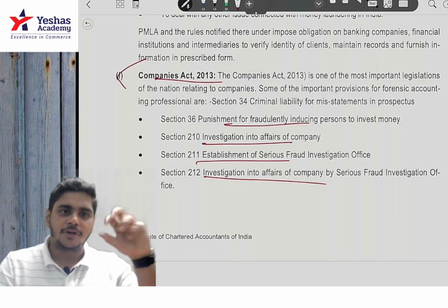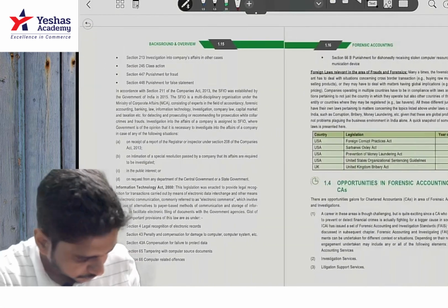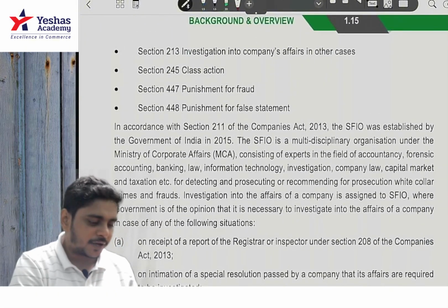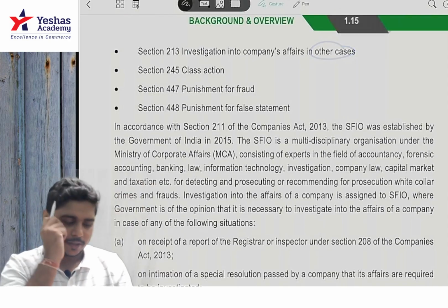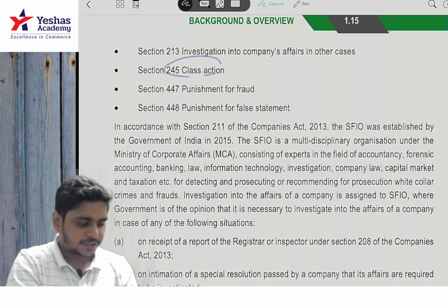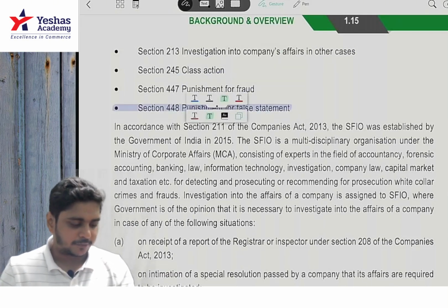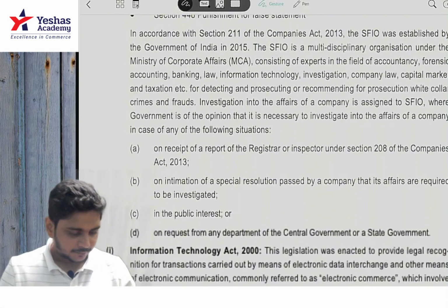So these are the sections of the Companies Act. Then investigation into affairs of companies in other cases. This we have done in Set A in the law paper, okay. SPOM Set A. Class action suits, punishment for fraud, punishment for false statement, okay.